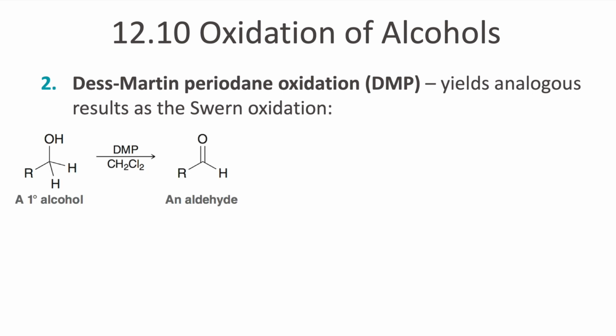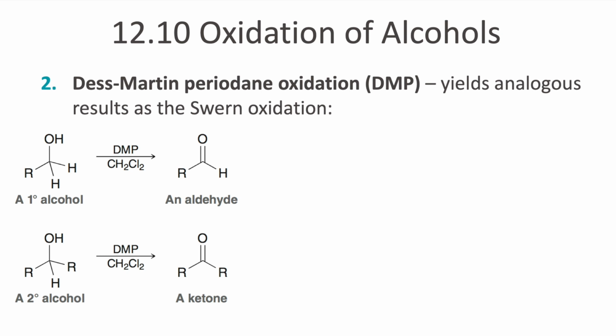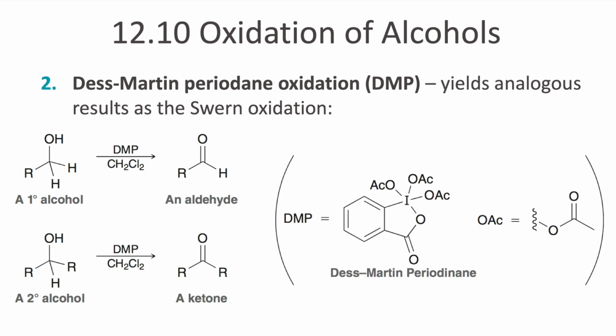Right, so let's say we have this primary alcohol. If you add in DMP and your solvent dichloromethane, you will get your aldehyde. Again, it stops at the aldehyde, so it just does oxidation once. So if you have a secondary alcohol, it will give you your ketone. So this is what DMP looks like.